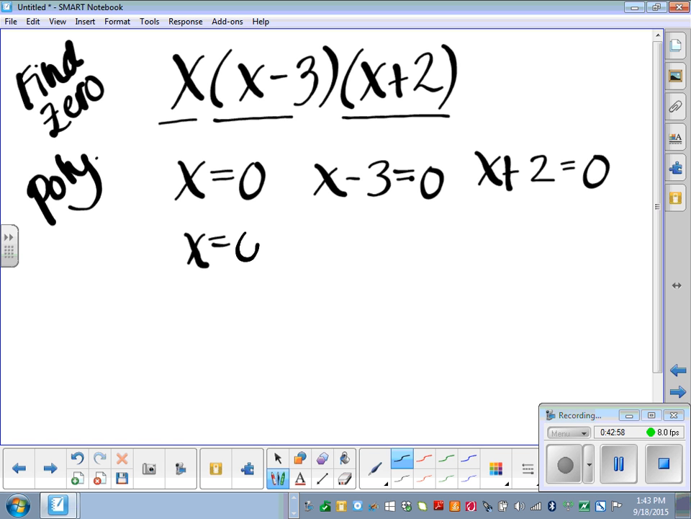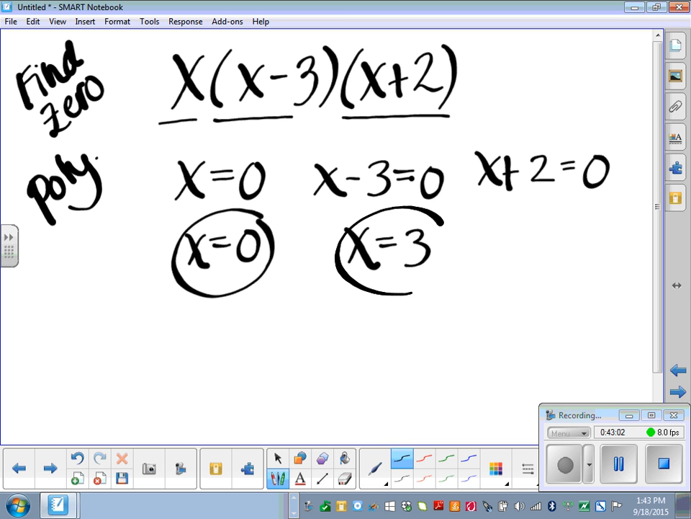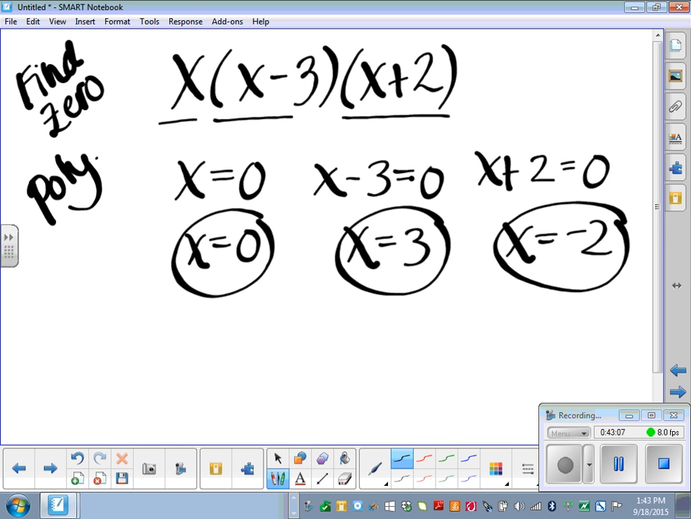So we get x is equal to 0. There's one of our solutions. We get x is equal to 3. There's another solution. And then x is equal to negative 2. So we have our 3 solutions. Now, if we want to find the polynomial that this is, we've got to, yes, go through and multiply this all out.